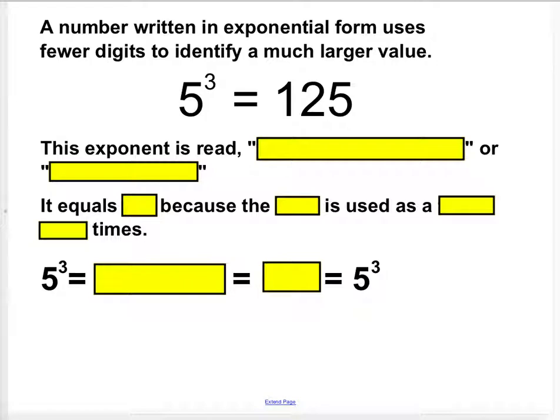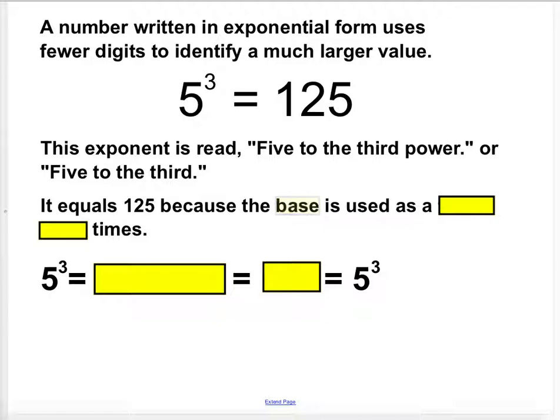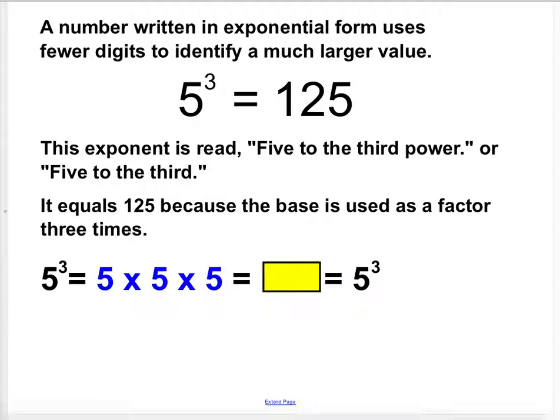This exponent is read 5 to the third power, or 5 to the third, or as some of you pointed out, 5 cubed. It equals 125 because the base is used as a factor 3 times. 5 to the third equals 5 times 5 times 5, which equals 125, which is the same as writing it as 5 to the third. In this case, you see that 5 is a factor 3 times because 3 is the exponent.